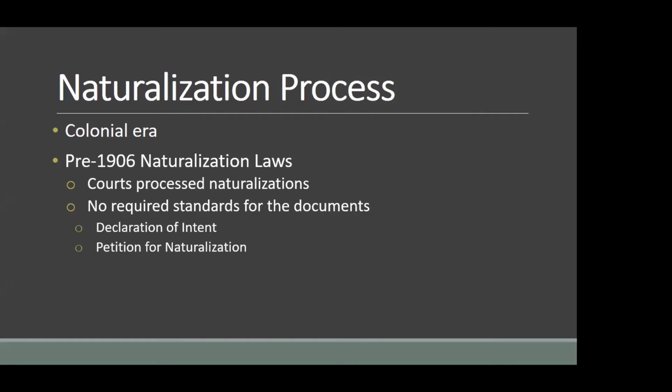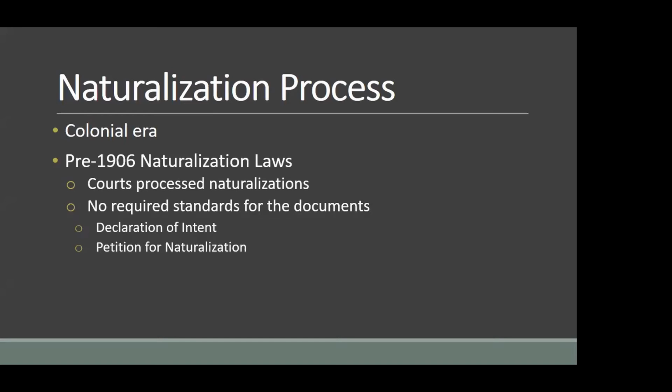The next document that your ancestor had to complete was a petition for naturalization, which eventually led to the naturalization certificate and their final papers. These could be filed in a separate court than where they declared their intent, and they're found separately or as part of the court dockets.